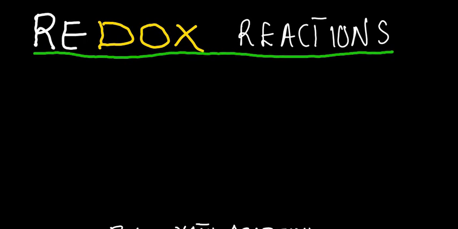Okay, so in this video, we're simply going to talk about redox reactions, and we'll begin by defining what redox implies. So reduction simply means the gaining of electrons. So we just say the gaining of electrons.